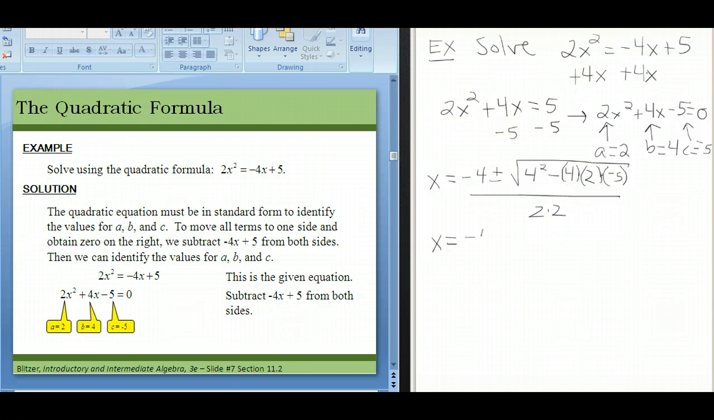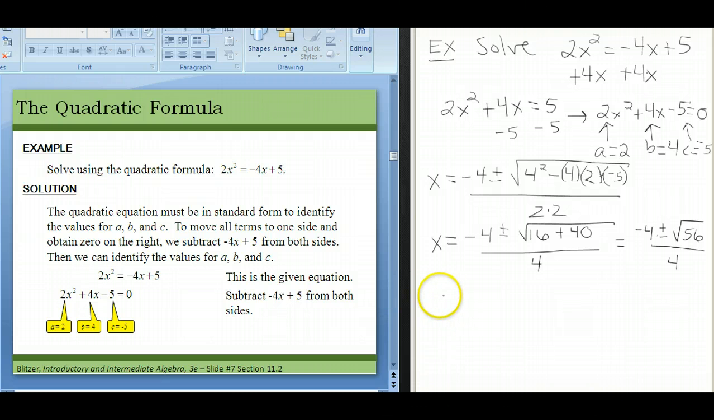X equals negative 4 plus or minus square root of, let's see, 16. What have we got? 4 times 2 times negative 5, which is 4 times 2 is 8. 8 times negative 5 is negative 40, but it's minus negative 40, which means that's plus 40. Yes, all over 2 times 2 is 4. So this is negative 4 plus or minus square root of 56 all over 4.